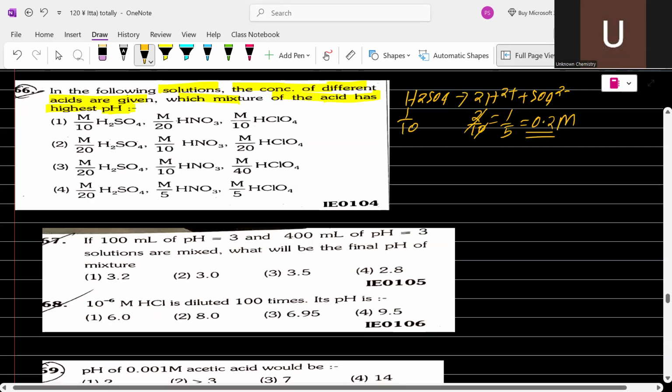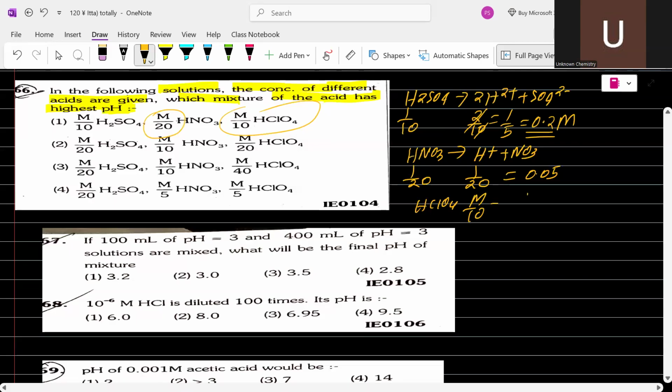Please notice. Similarly, M by 20 means 1 by 20. So here HNO3, please understand, gives H plus and NO3, so here it is 1 by 20. 1 by 20 means 0.05, right? And M by 10, that means 1 by 10. HClO4, M by 10, that means 1 by 10, which means 0.1.